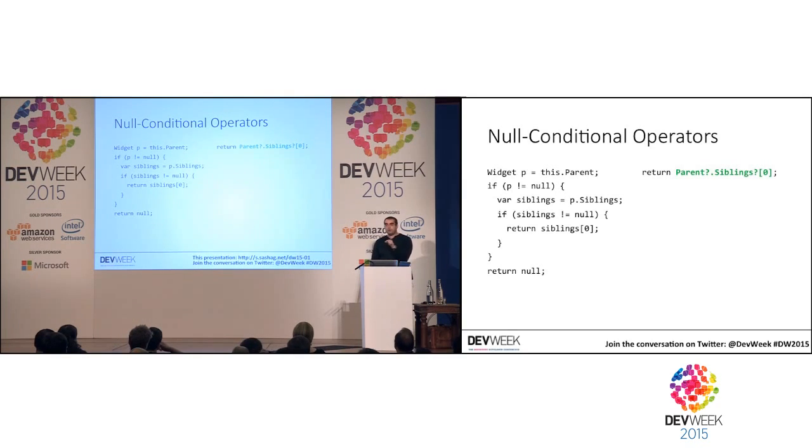You can put this in front of a dot for member access and for method invocations. You can put this in front of an array subscript operator to access indexers and to access arrays. You cannot, unfortunately, use this with delegates, and we'll get to that right away. We'll see what you can do with delegates. But this is extremely useful. I hope you can see how.